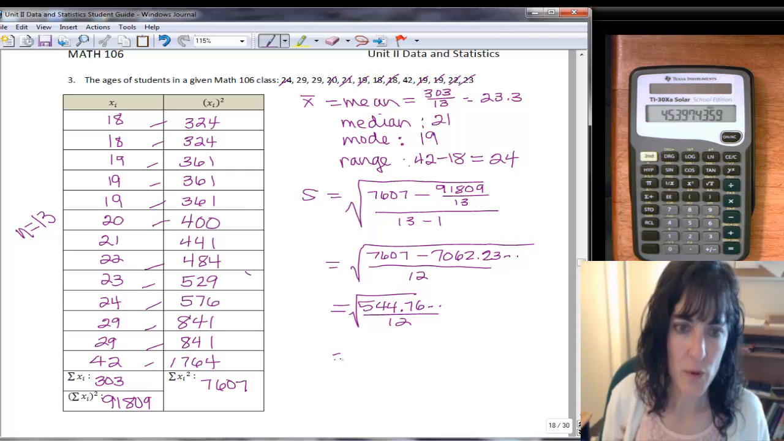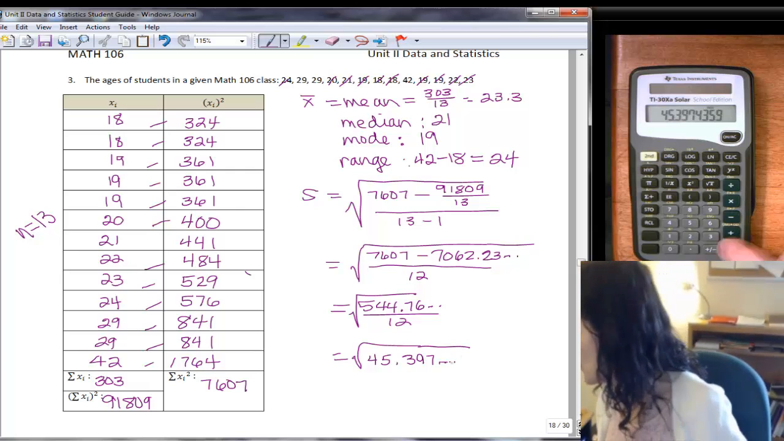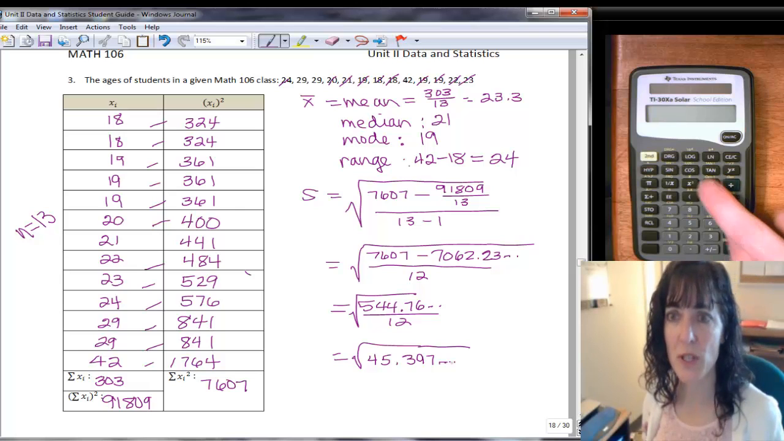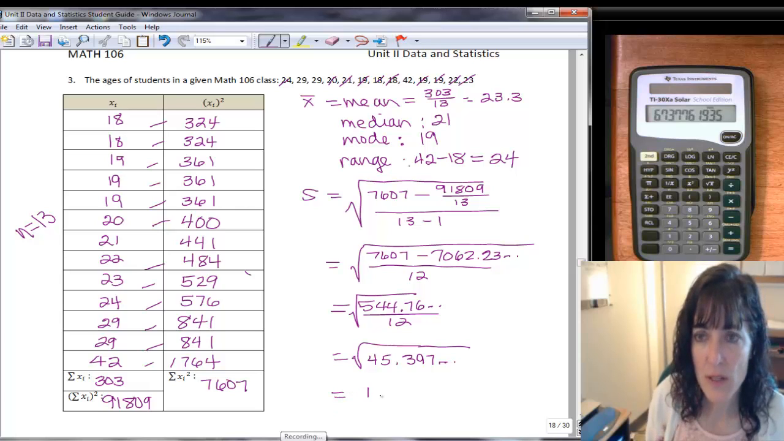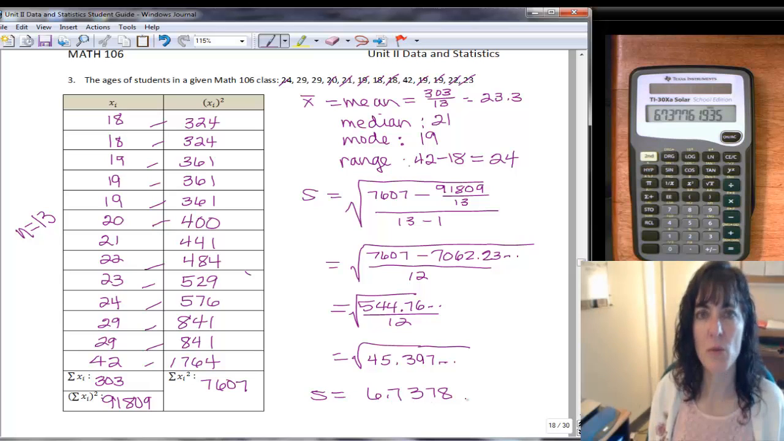And now, still with the square root, just keep carrying it down until you actually push that button. So now I have 45.397, it goes on. Take the square root finally, and on this calculator, it's just going to take the square root of whatever's sitting there, so just push that square root button. And I have equals 6.7378, because this 6 is going to bump this 7 up to an 8. So I'm giving 4 decimal places, so my S equals 6.7378.